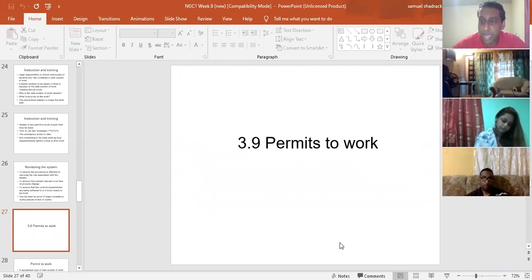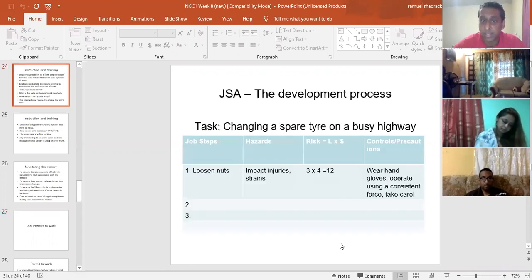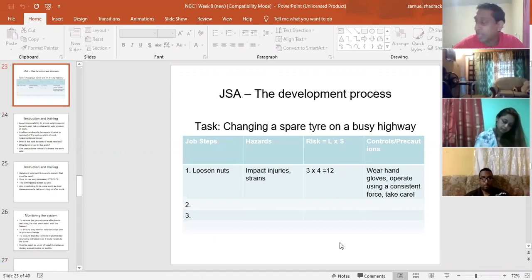So permit to work, as I just mentioned, if you remember the thing I drew, a permit to work is also a safe system of work. It is also a document. However, it has a different format than the table that you are seeing here. This is a format for a JSA. A permit to work has a different format.